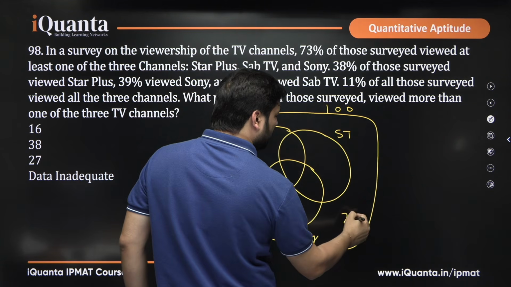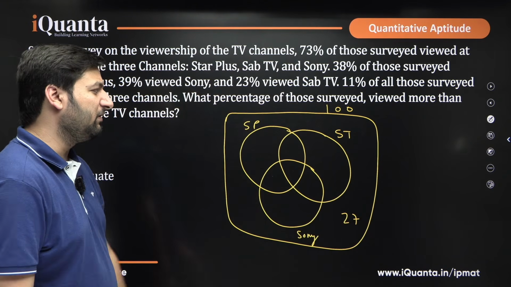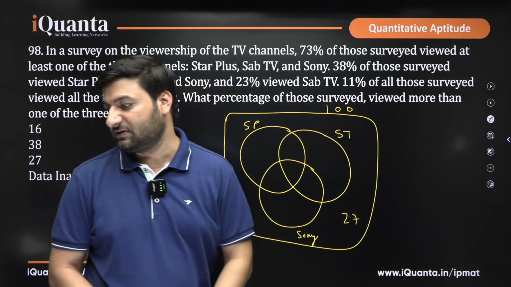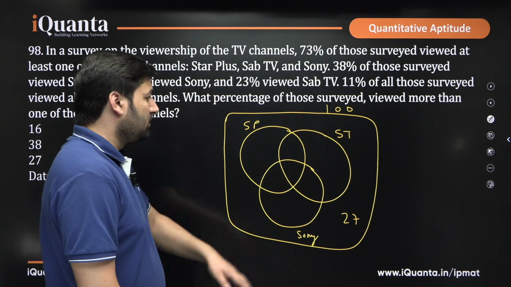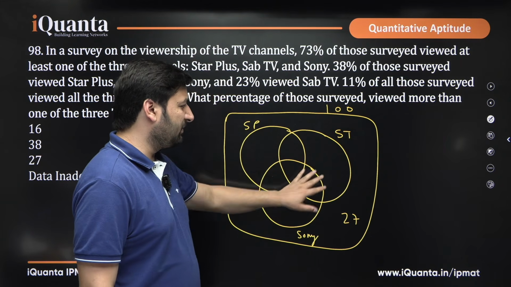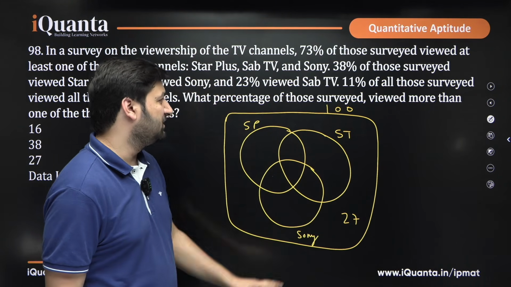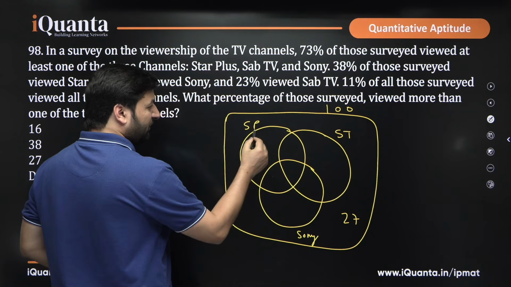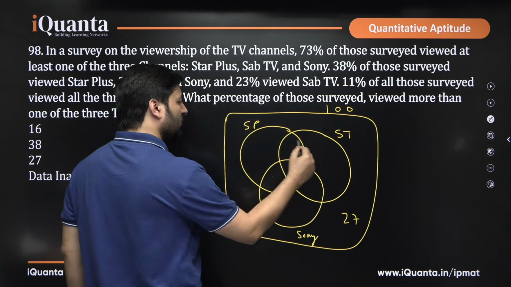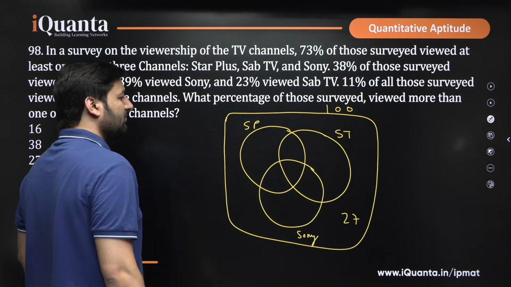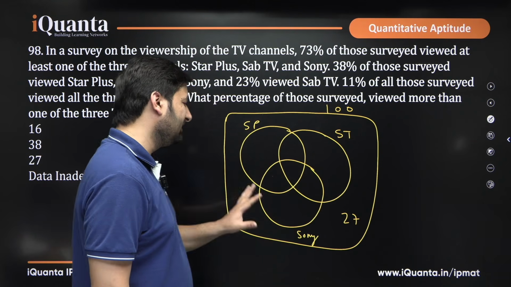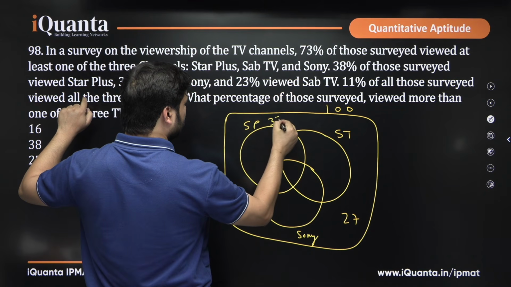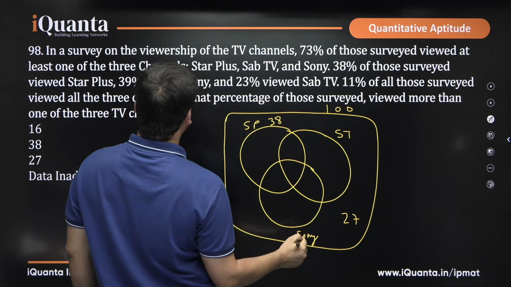So, remaining 27% or 27 people we would say. Let us say that total people are 100. So, 73% participated in the survey, rest 27 did not participate. So, we can say that 73% participated while the other 27% did not participate, okay. They viewed at least one of the three channels. So, obviously 73% will be viewing, this area denotes at least one channel, right. This is exactly 1, this is exactly 2, this is exactly 3, okay. 38% of those surveyed viewed Star Plus. So, this is 38%, 39% viewed Sony, okay.